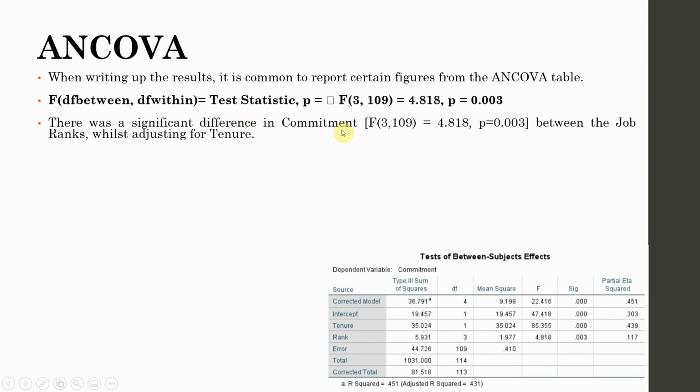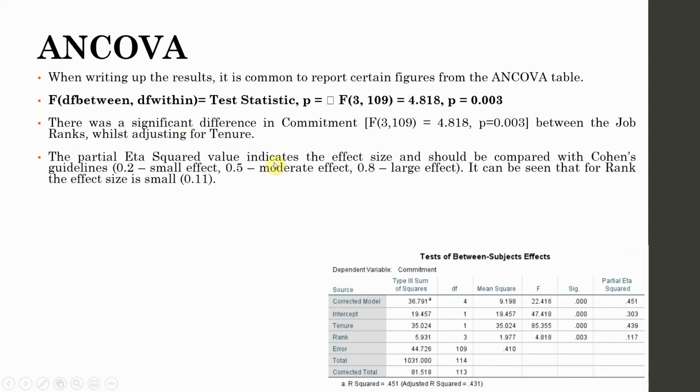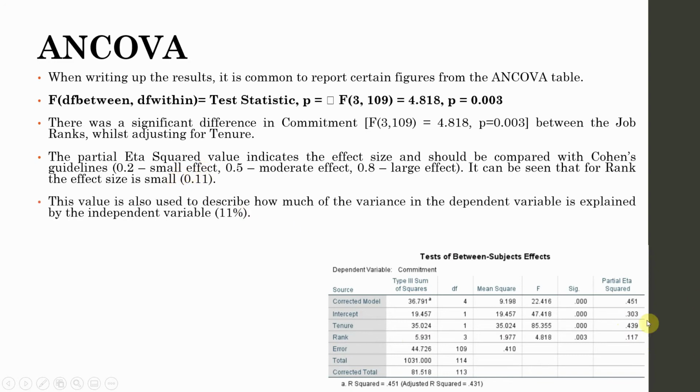There was a significant difference in commitment between the different job ranks while you adjusted for tenure, that is, you controlled for tenure. The partial eta squared, that is the effect size, should be compared with Cohen's guidelines. So what's the effect size? Here in this case it's 0.117, which is a small effect. This is obviously an alternative to R square in case of ANCOVA, and this shows that 11% change in commitment is being explained by job rank.